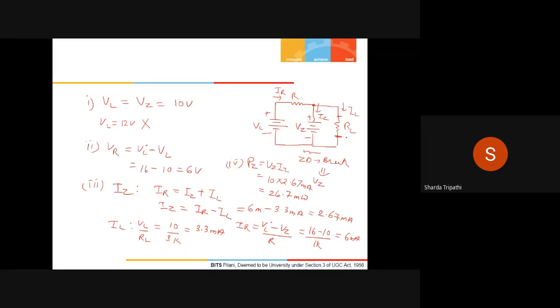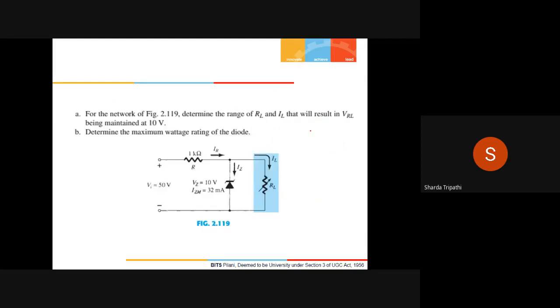So we just saw that by changing the value of this RL, this diode could either work in the reverse bias case or in the breakdown case. If it's in the breakdown, then we need to do the analysis differently. If it's in the reverse bias region, then the analysis would be different. Okay, any doubt? No doubt? Okay. So if there's no doubt, then we proceed with the second case.